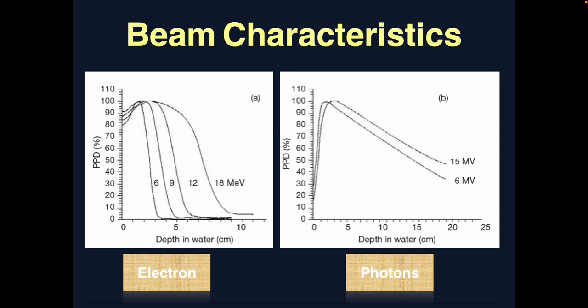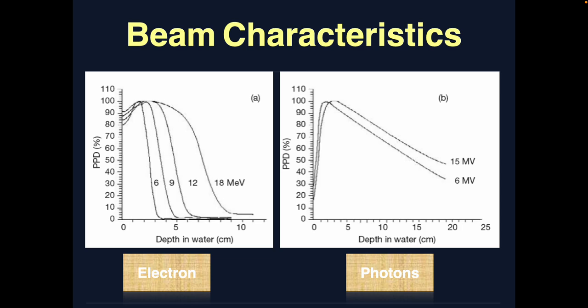I want you just to keep it in your mind now, because we will use it later on, that we have a distal and proximal 90%, and we usually prescribe our energy based on the fact that I want my target to be within this area of high dose within the curve, because outside this region there will be a sharp drop of the dose, as you can see from the steepness of the electron beam curve.